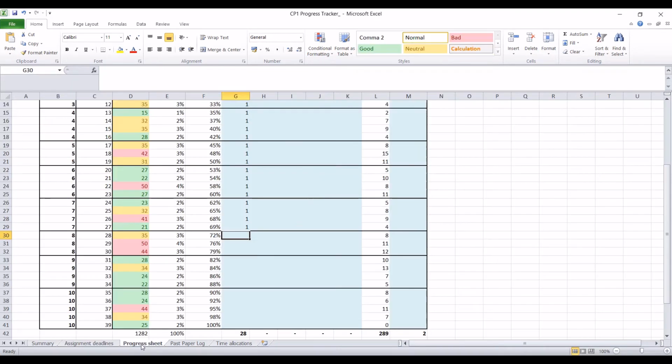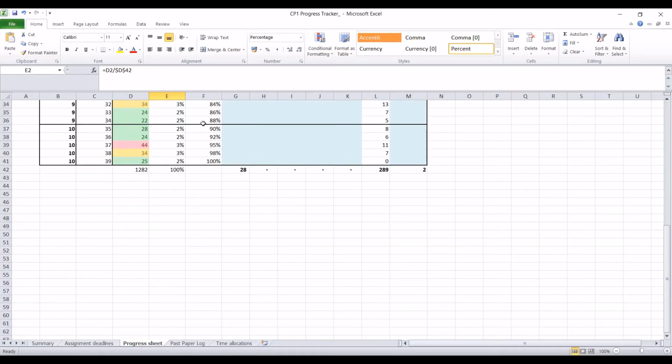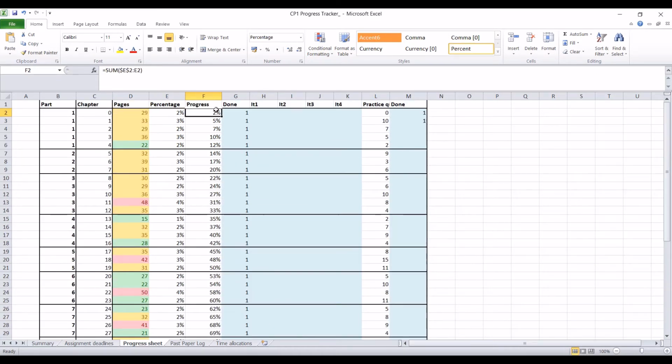And then we move on to the progress sheet. I've put in the chapters by part of the course, chapter number, the number of pages in that chapter, and the percentage of the course that each chapter represents. Then the cumulative progress if I've completed a chapter.